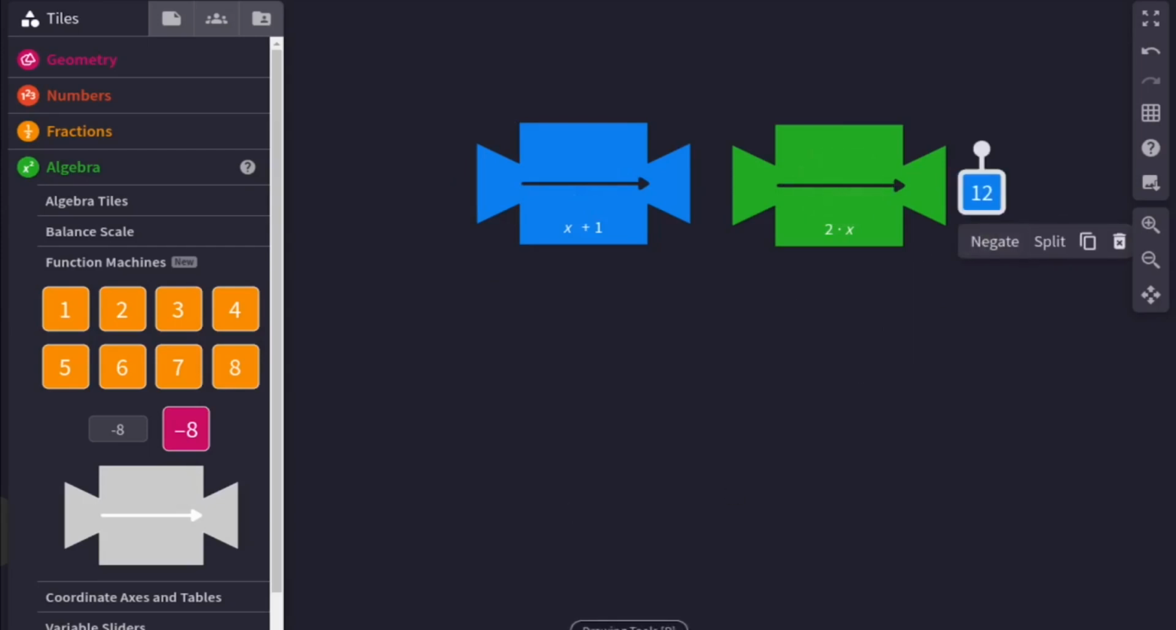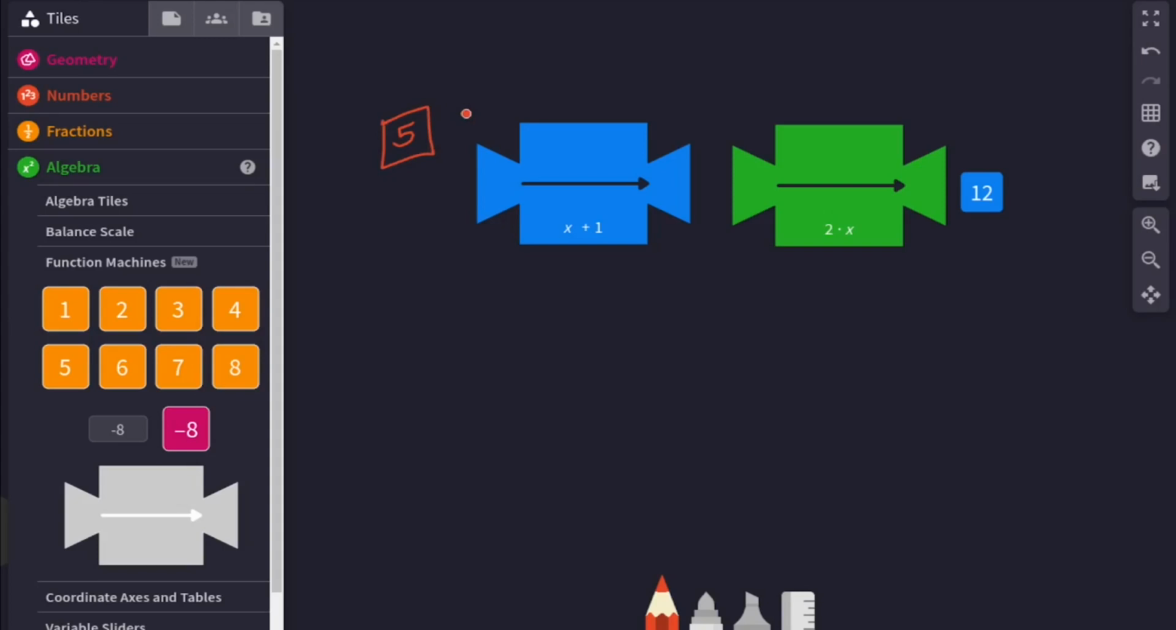We got 12. So we used 5 as an input and we got 12. Now the purpose of an inverse function is to actually restore what we've done, right? So if we have an output, I should be able to restore my input from that output. So to do that, we have to undo what we've done. And remember, we are following the approach of last in, first out.